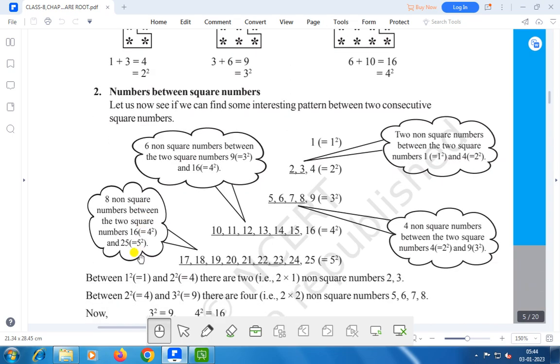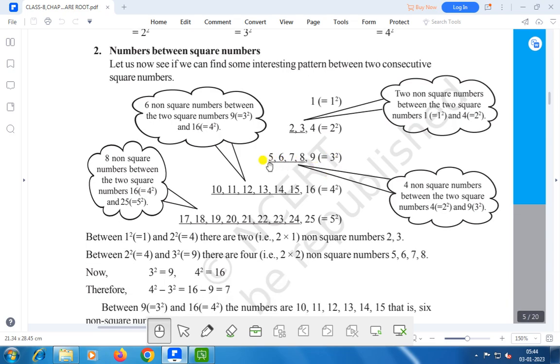Numbers between square numbers. Let us now see if we can find some interesting pattern between two consecutive square numbers. 1 squared is 1, 2 squared is 4. The non-square numbers between these two squares are 2 and 3. 3 squared is 9. The four non-square numbers between 4 and 9, that is 2 squared and 3 squared, are 5, 6, 7, 8.